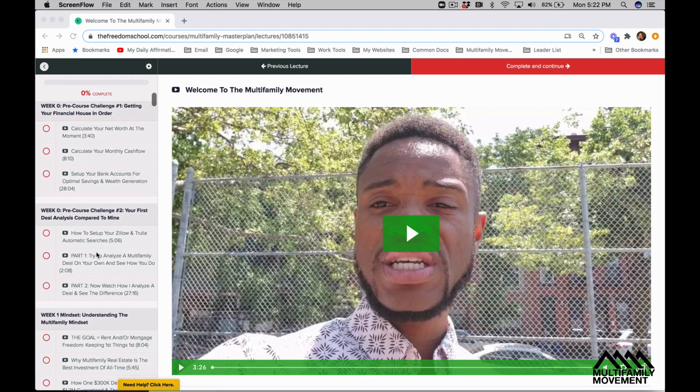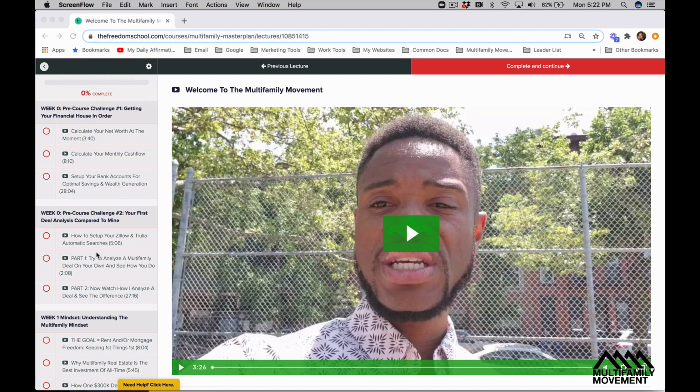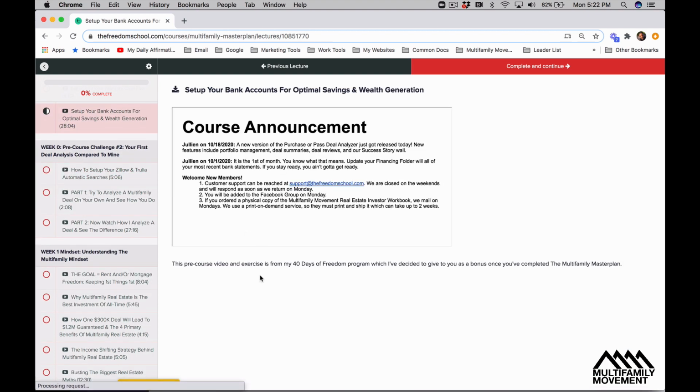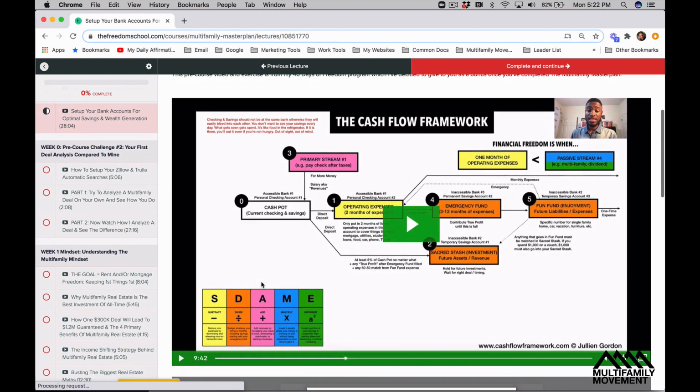And the pre-course challenge is really about you getting your financial house in order. So in the pre-course challenge, I actually show you exactly how I automate my wealth, how I set up all my bank accounts. This is called the cash flow framework. And so let me just quickly show you how that looks. So this is the beginnings of the cash flow framework, and I'm going to show you how to structure all of your bank accounts.